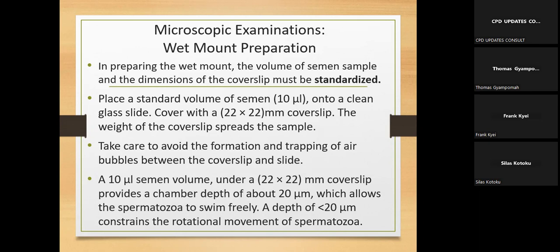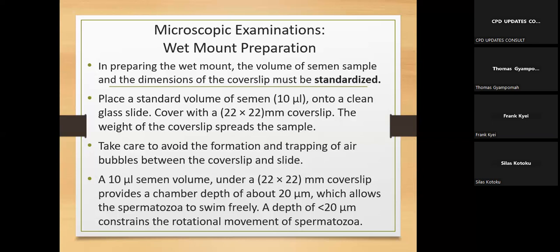In wet mount, I'm saying that you need 10 microliters. The reason is that we want a standard wet mount. Standard wet mount means that if I do the preparation, and somebody else comes to do a second one, or I myself am doing a second one, the depth and everything will be the same. How will it be the same?